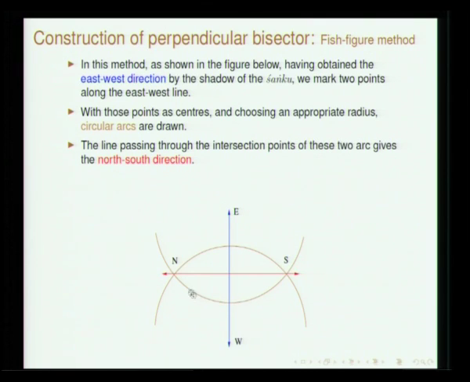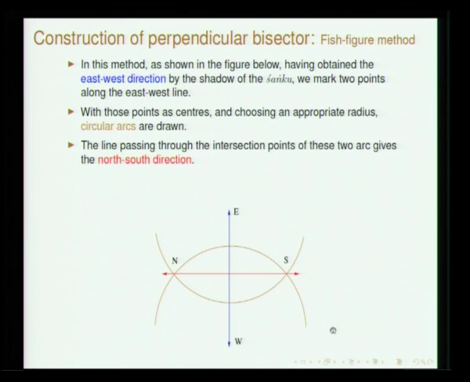The other method, which is followed by even any school student, is that he will take a compass and draw a semicircle, and then put it on the other side and draw the other circle. So this creates a figure like this. This looks like a fish and therefore it is called Matsya Chitranam. Matsya means fish. So by drawing the fish figure you will be able to get the perpendicular direction.